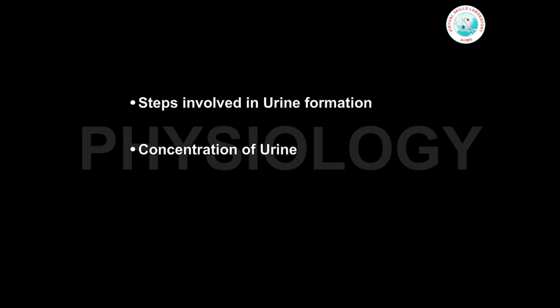How do our kidneys function? What are the steps involved in urine formation? What is glomerular filtration rate? How is the concentration of urine controlled? How the nervous system, hormones, and the nephron itself regulates urine formation? Hopefully, you will be able to answer all these questions after a while.